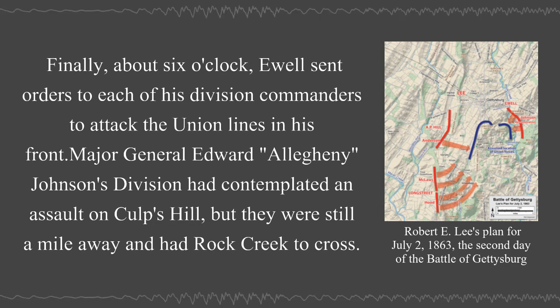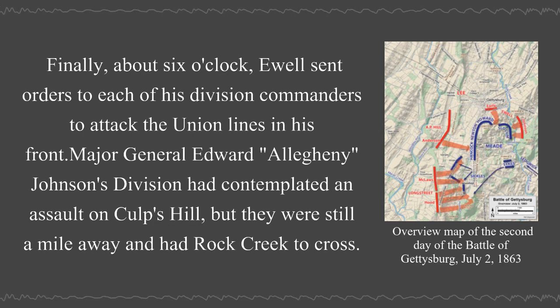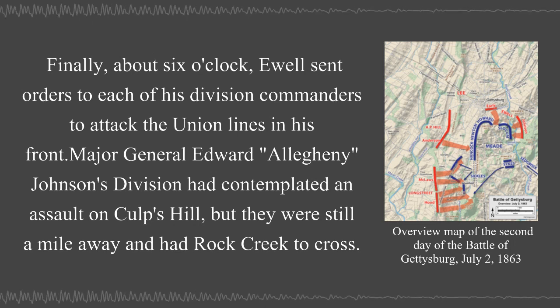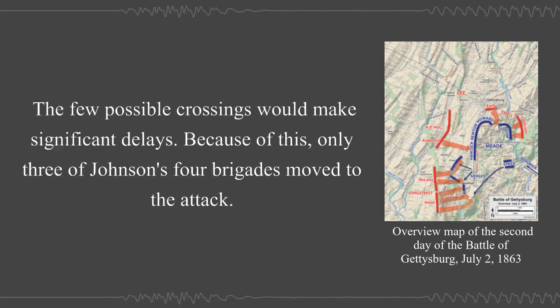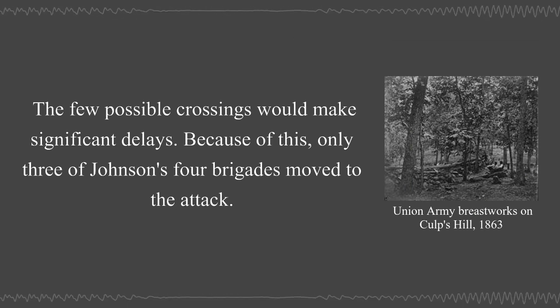front. Major General Edward Allegheny Johnson's division had contemplated an assault on Culp's Hill, but they were still a mile away and had Rock Creek to cross. The few possible crossings would make significant delays. Because of this, only 3 of Johnson's 4 brigades moved to the attack.